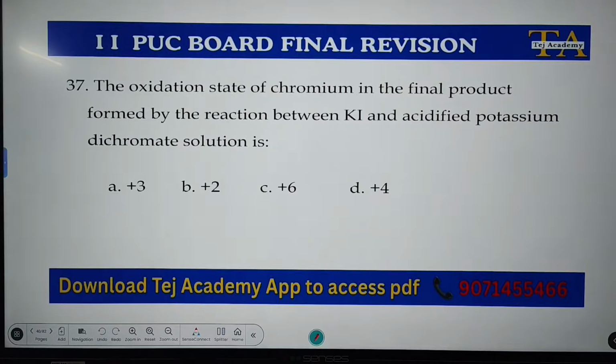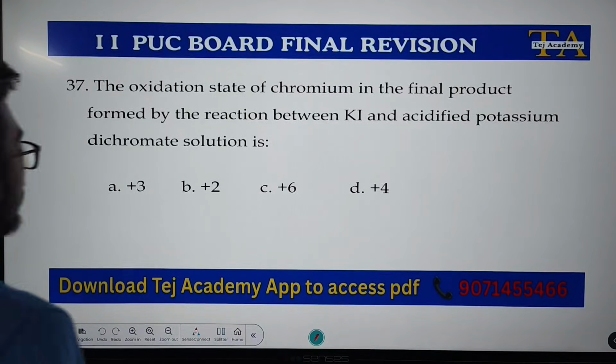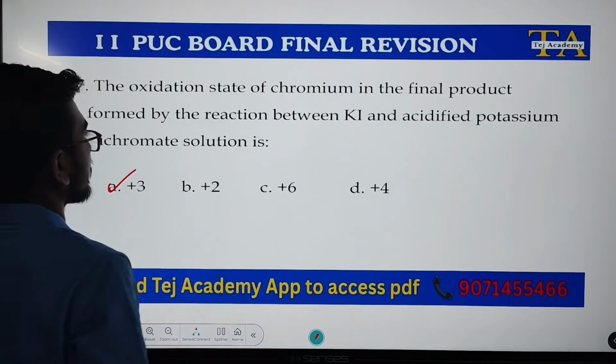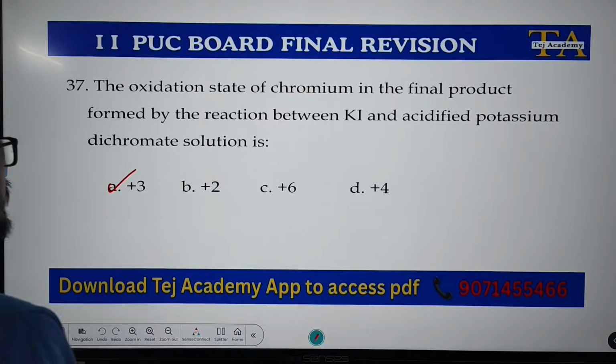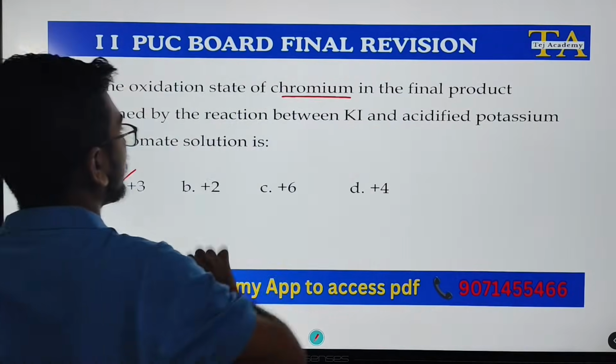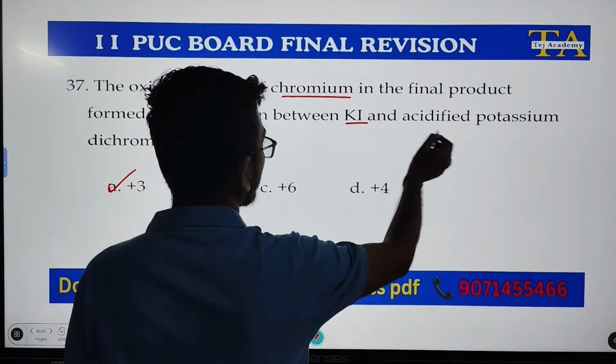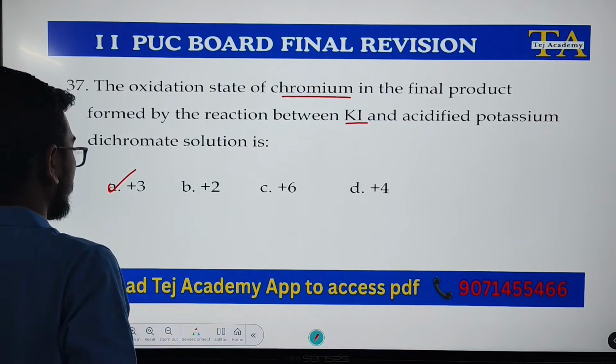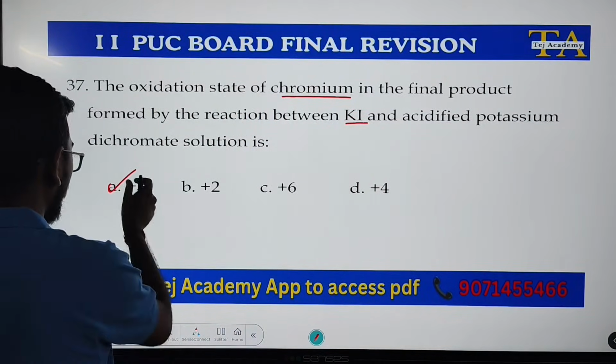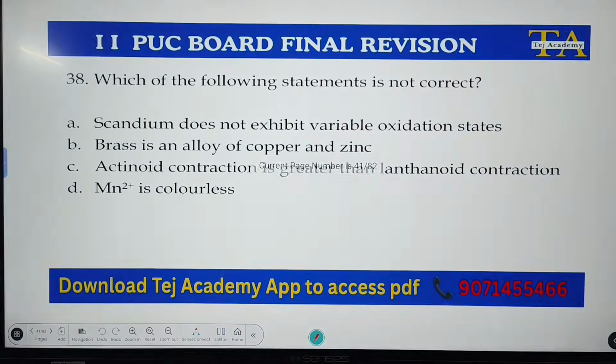So 37. The oxidation state of chromium in the final product formed by the reaction between potassium iodide and acidified potassium dichromate solution is +3 oxidation state. So in the final product formed by the reaction between potassium iodide and acidified potassium dichromate, chromium has +3 oxidation state.